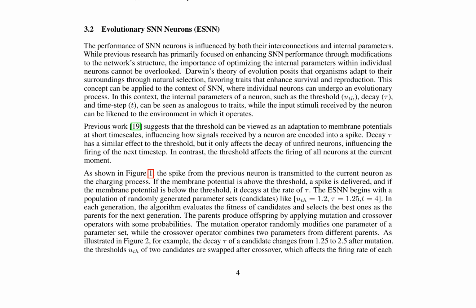The optimization of internal parameters is crucial, as it enables SNNs to adapt to changing environments and improve their performance. This concept draws parallels with Darwin's theory of evolution, where organisms adapt to their environment through natural selection. By applying evolutionary principles to SNN neurons, researchers can enhance the network's ability to process and transmit information. The evolutionary process refines the internal parameters, allowing neurons to better respond to stimuli and improve overall SNN performance. This concept has significant implications for the development of more efficient and adaptive artificial neural networks.